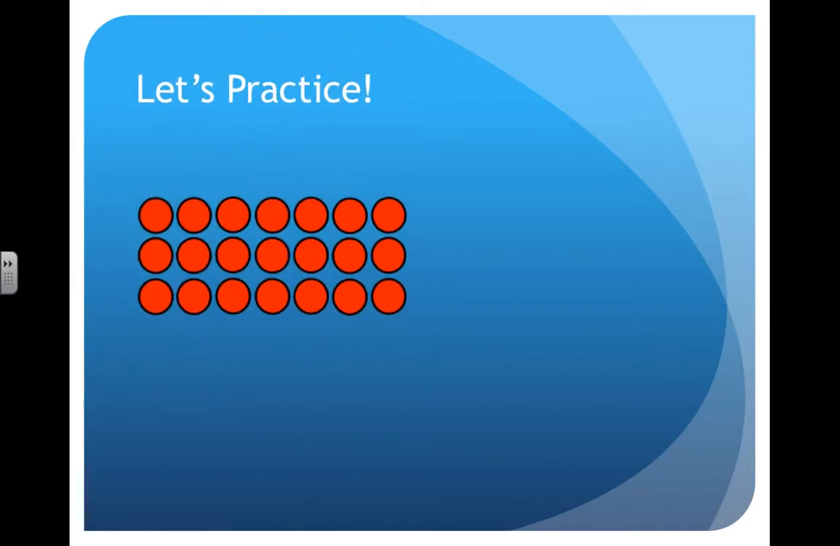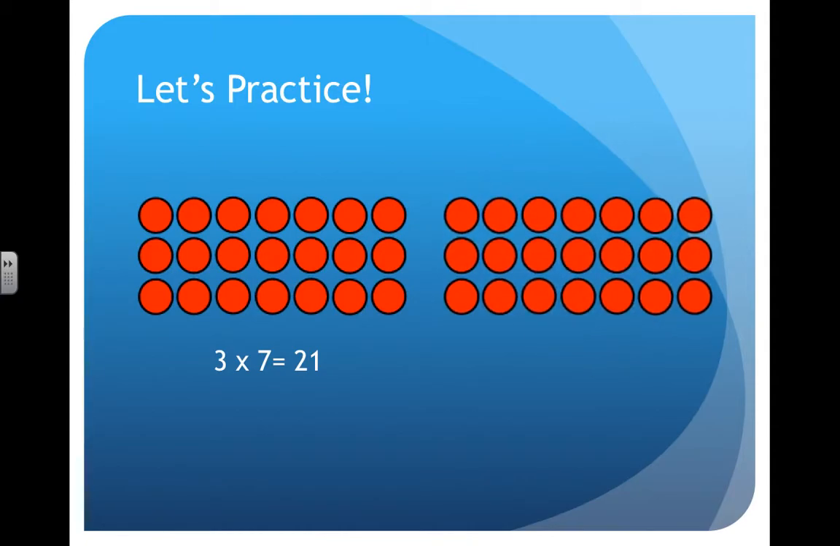Let's practice. Here's an array that shows 3 times 7. 3 times 7, your product is 21. Here's the exact same array, but can you guess what the division equation will be? If you said 21 divided by 3 equals 7, you're correct. Once again, there are 21 red circles divided into 3 equal groups. Your quotient is 7. There should be 7 in each row.